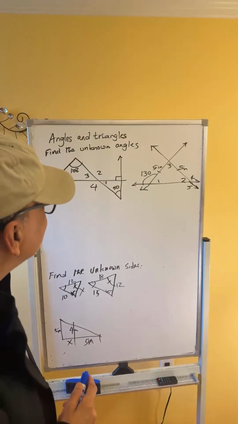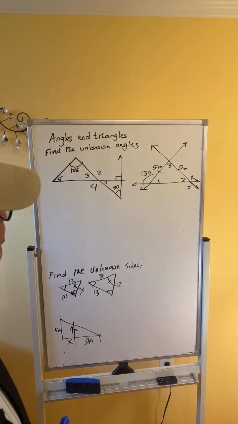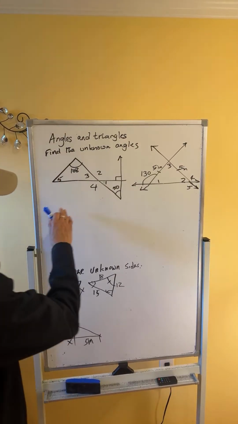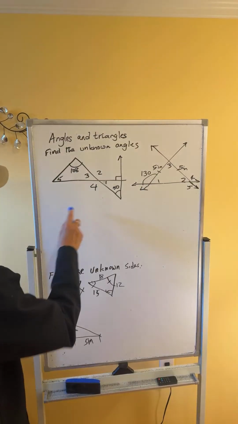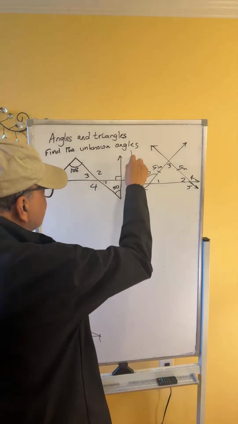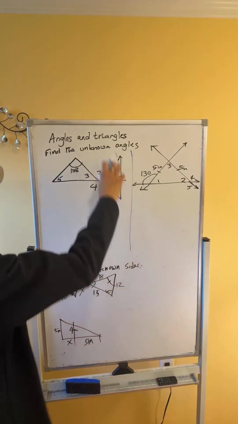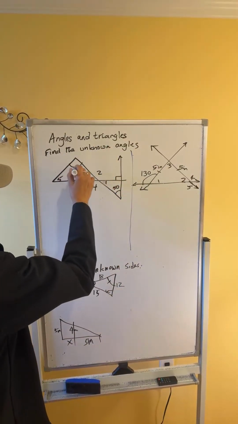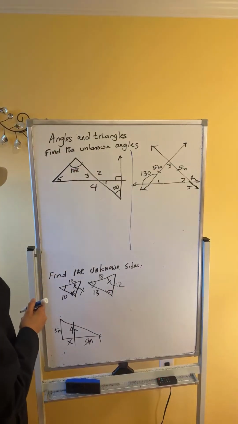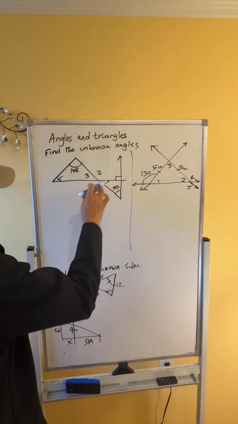Today I'm going to solve some math problems. So here are these: angles and triangles. Find the unknown angles. So we have two diagrams. Let's work with the one on the left hand side first. So two triangles we have. One of the angles, included angles, is 108. Other angles are not known.